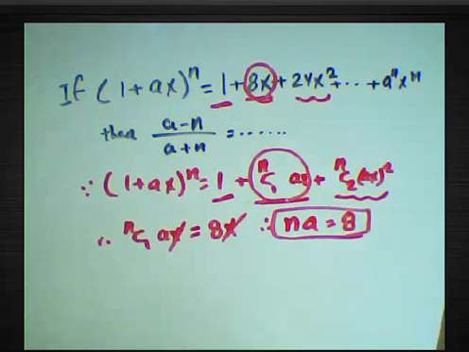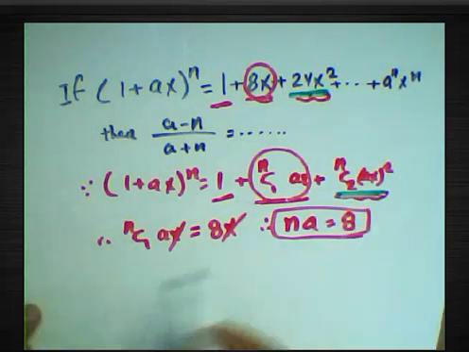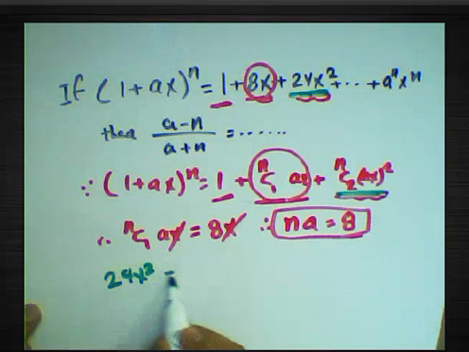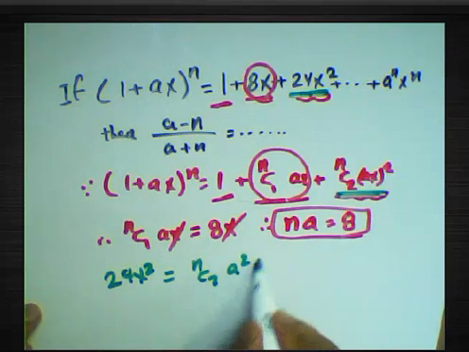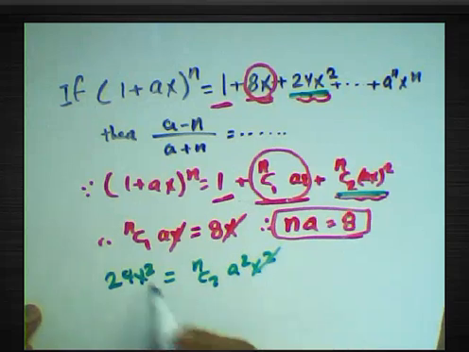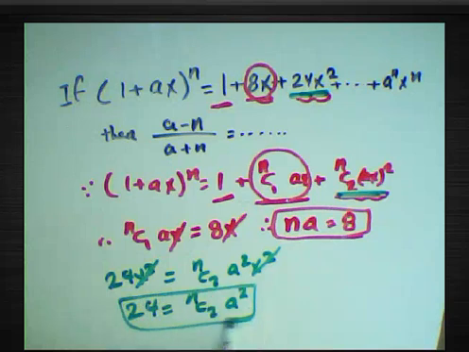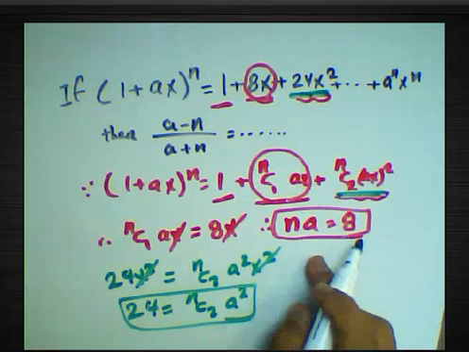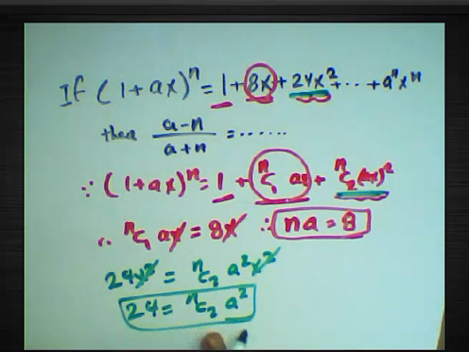And we can compare the second term here with the second term in the top. 24x power 2 equals n combination 2 ax all power 2, meaning a power 2 x power 2. We can cancel x power 2 by x power 2, then 24 equals n combination 2 a power 2. Okay, we have two relations: n a equals 8 and 24 equals n combination 2 a power 2.